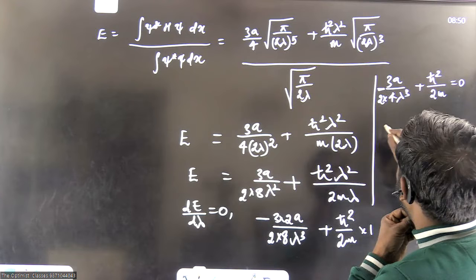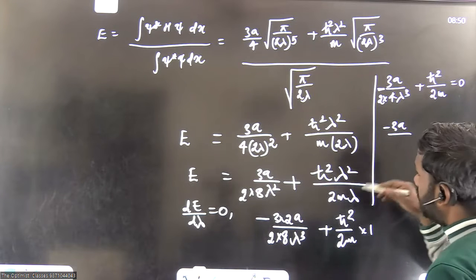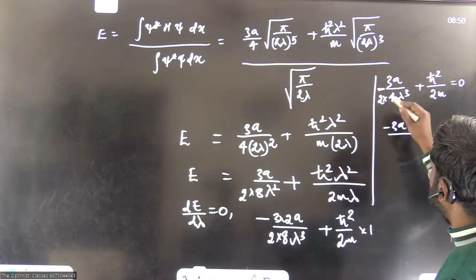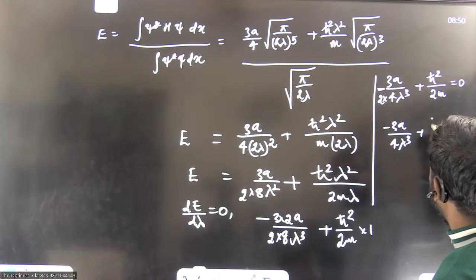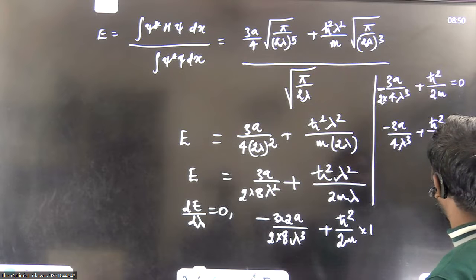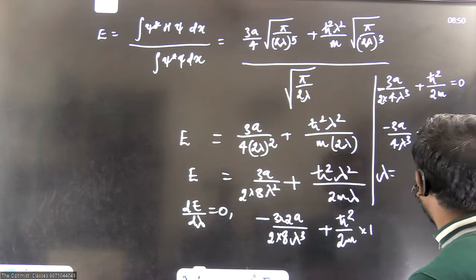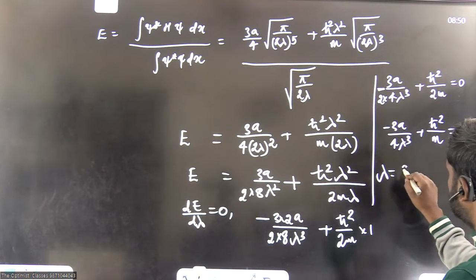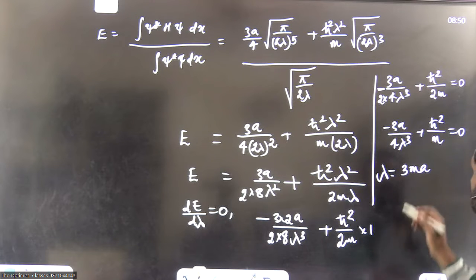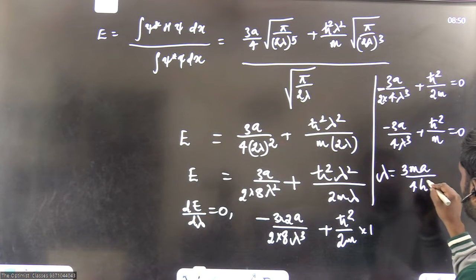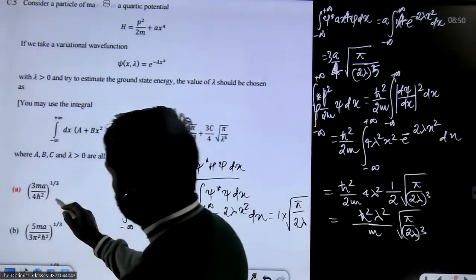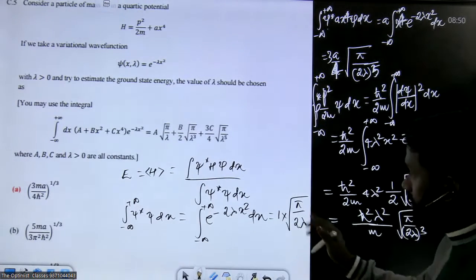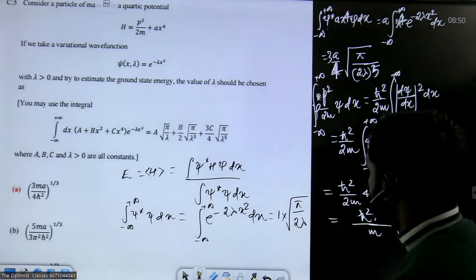Therefore minus 3a divided by 4 lambda cube, plus h bar square divided by m, equal to 0. The calculation part you can check yourself. So from here we can calculate lambda is equal to 3m into a, divided by 4 h bar square, this whole power 1/3. That's what we are getting. That was given in the option, I think, 3ma divided by 4 h bar square, that's right. So there was some calculation mistake here and there. You can check those calculations.